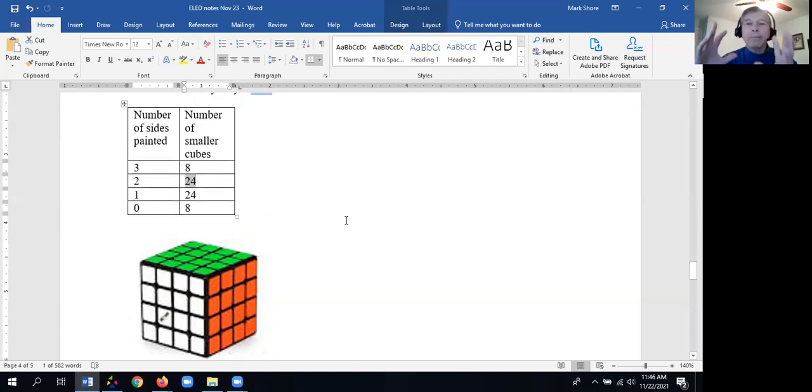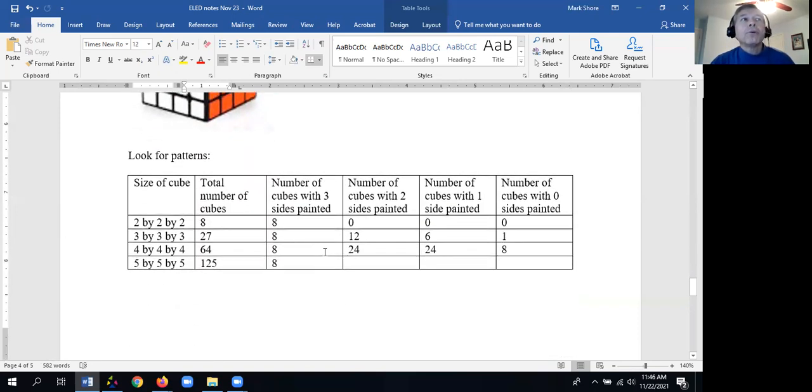And if you keep visualizing it and rotate it around, we might even be able to find a rotatable 2x2 or find pictures of these being colored. Then you can get that there's 24 there. Now what we're looking for is a pattern. So if we go to this chart I made, the size of the cube and the total number of cubes, then a number with 3 sides, number with 2 sides painted, 1 side, 0 side.